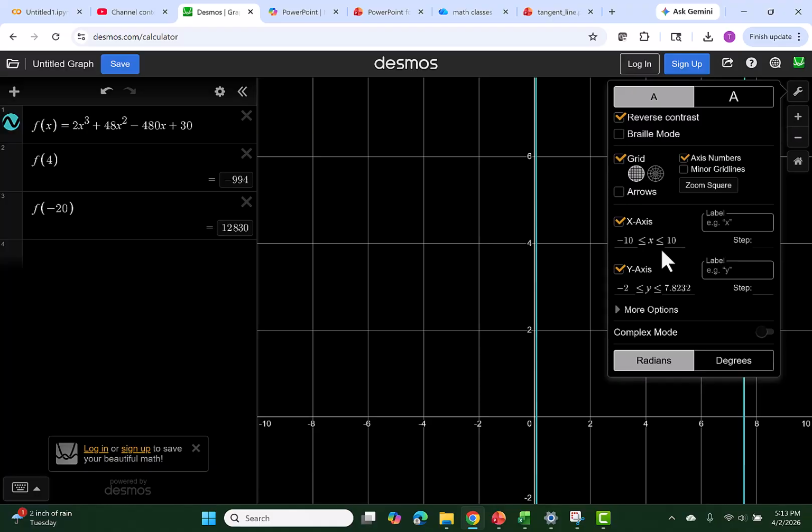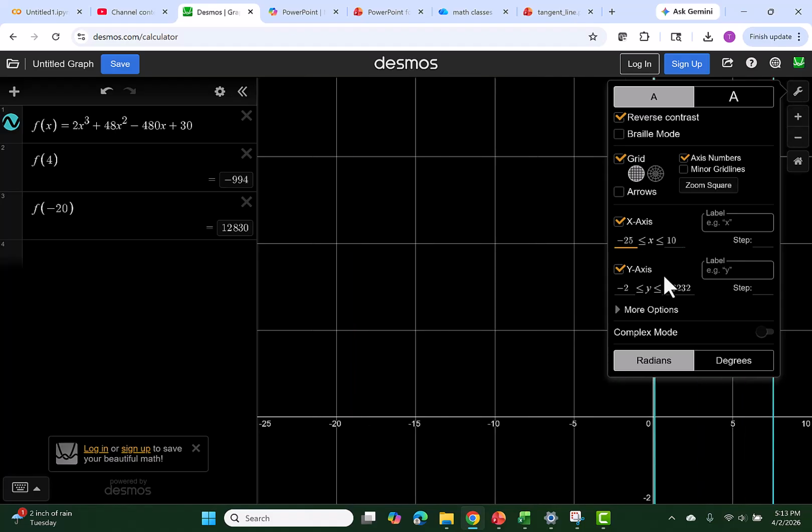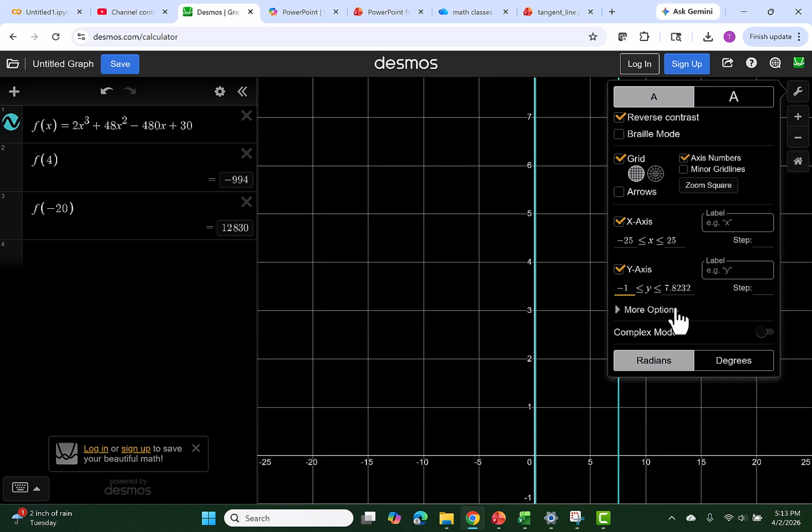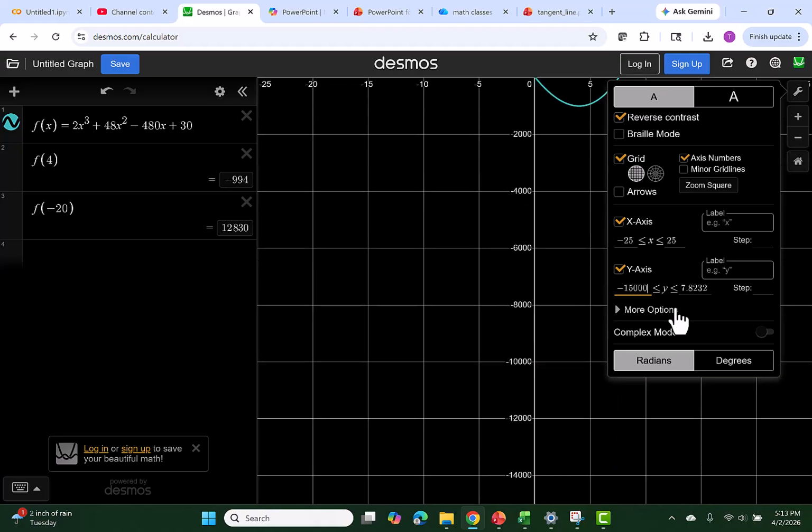I'm going to go to the settings and start by changing the x. Because I have a value of negative 20, I want to go a little smaller, so let's try negative 25. And to be symmetric, I'm going to pick a positive 25 on the right. On the y, I know I need to go down to negative 994, and I need to go up to at least 12,000. Again, I like symmetry, so let's try negative 15,000 to positive 15,000.